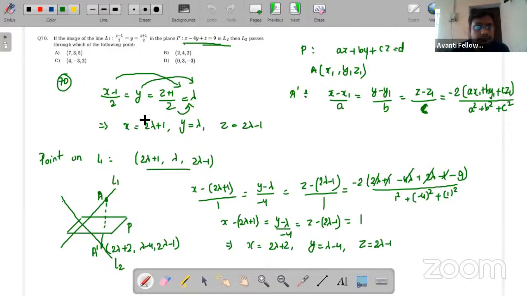2 lambda minus 1. X and y are correct now. So 2 lambda plus 1, this is lambda, this is 2 lambda minus 1. Wait a minute, guys.